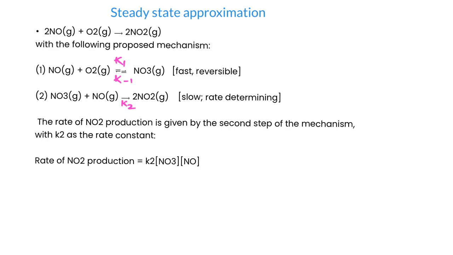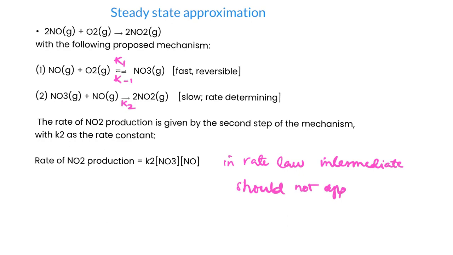Keep in mind, generally in a rate law, the intermediate should not appear. In the rate law, the intermediate should not appear. Therefore, we have to remove this NO3 from the rate law. How to remove this? I will explain.